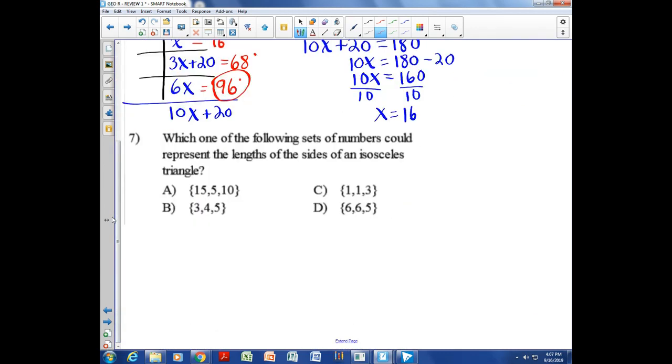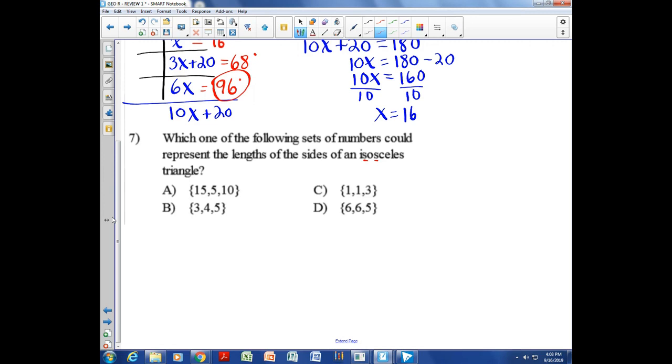Question number 7 is kind of a combination between classification and constraints as well. It says, which one of the following numbers could represent the lengths of the sides of an isosceles triangle? Well, we all know that an isosceles triangle, you can remember from the 2 S's, is a triangle that has 2 sides of exactly the same length.